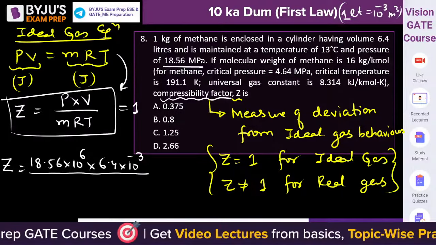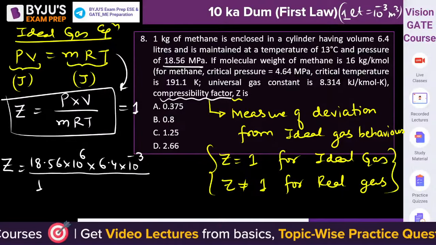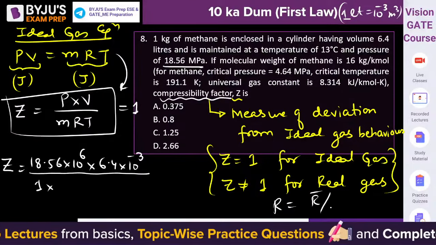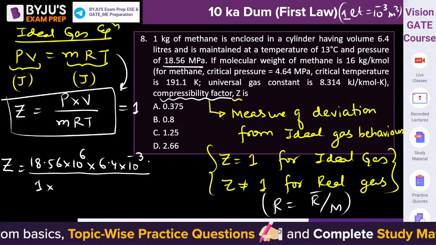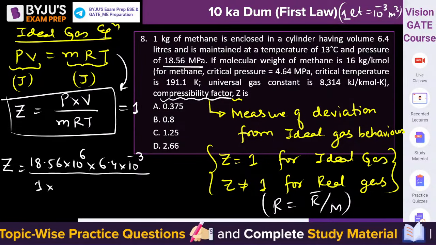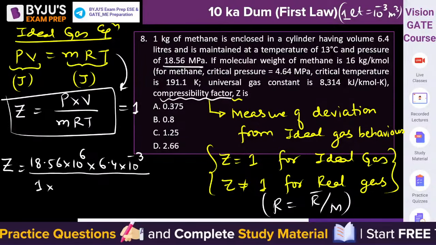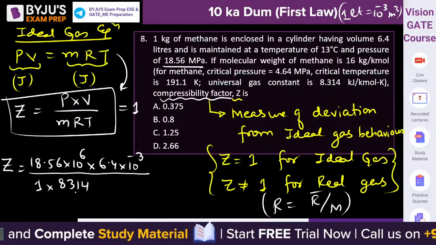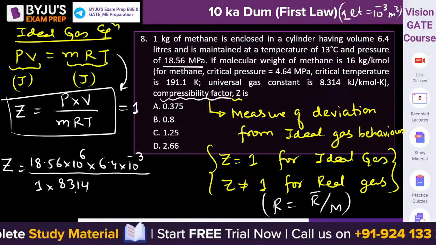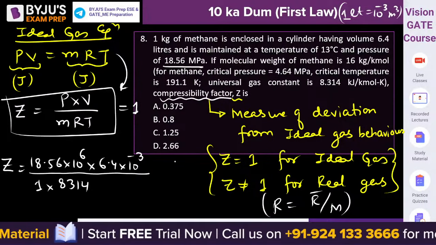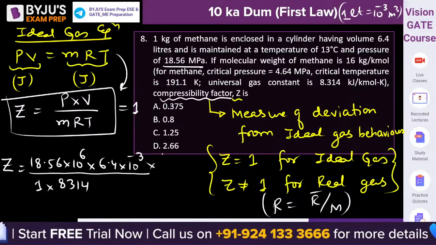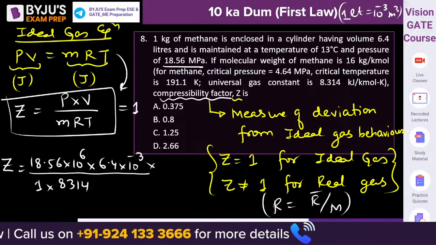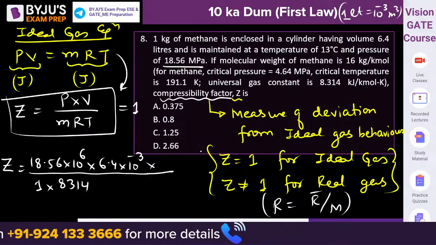Divide by what is the mass of the methane? 1 kg into R. R is equal to R bar by molecular weight. And what is R bar? R bar is 8.314 kilojoule per kilomole Kelvin. So 8314 joule per mole Kelvin. Into molecular weight. What is the molecular weight of methane? That is 16 kg per kilomole. So 16 kilogram per kilomole.